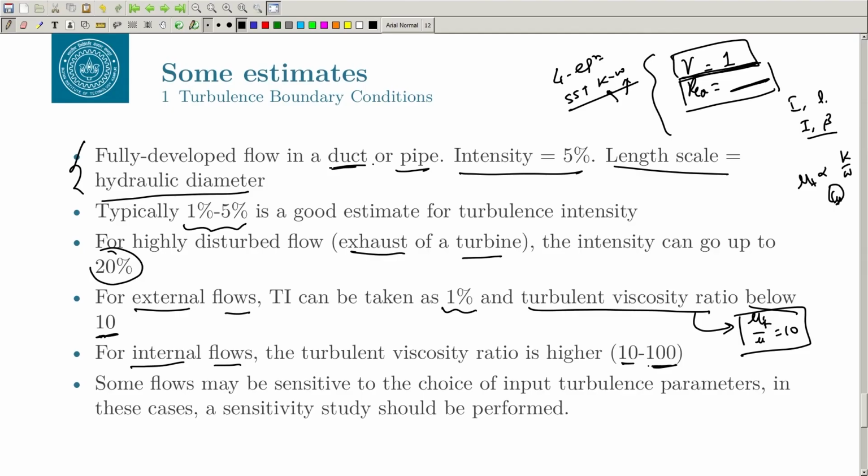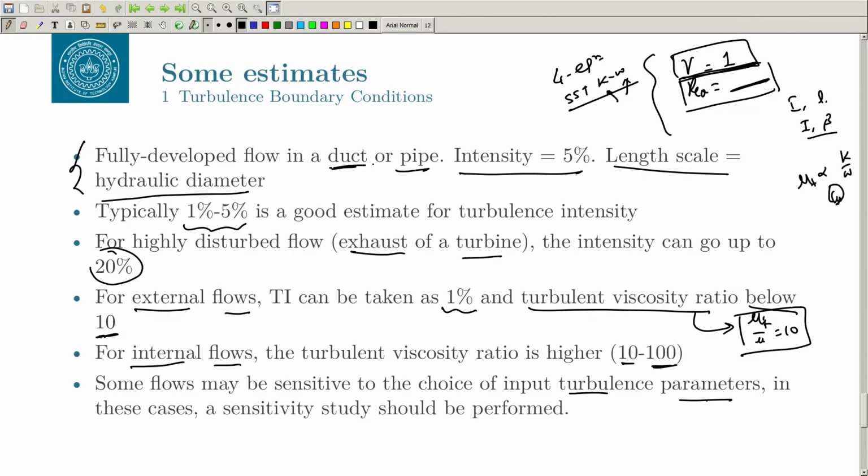Now, having said that, there are many flows which are extremely sensitive to the choice of input turbulence parameters, like what intensity you are giving, what length scale you are providing, what viscosity ratio you are giving. In those cases you have to be very careful, and what you need to do is a sensitivity analysis. You can change the length scale and see whether the flow results are changing a lot or whether it is not that sensitive to the parameters.